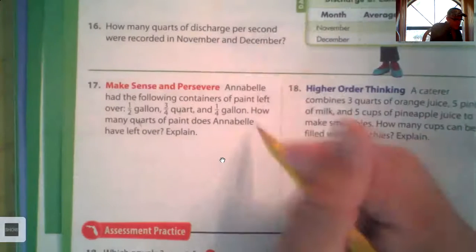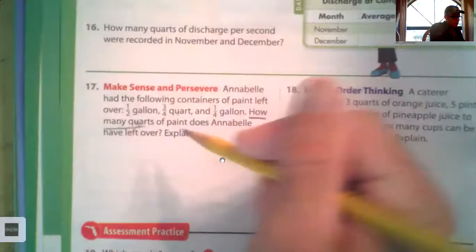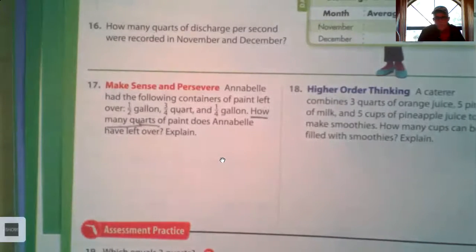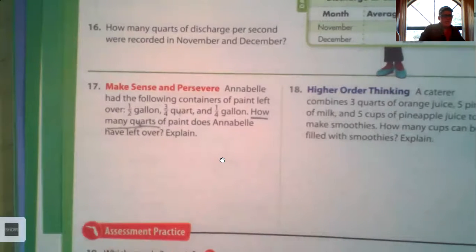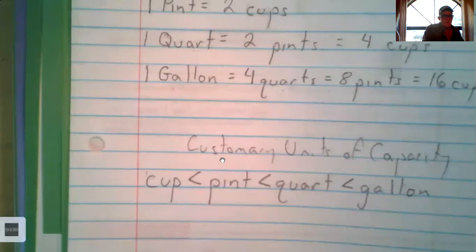So I'm going to underline how many quarts, because it's not asking for gallons. It's not asking for gallons and quarts, gallons and cups. It's asking for quarts, period. So I know that looking at my sheet right here, 1 gallon equals 4 quarts. So let's take this one step at a time.